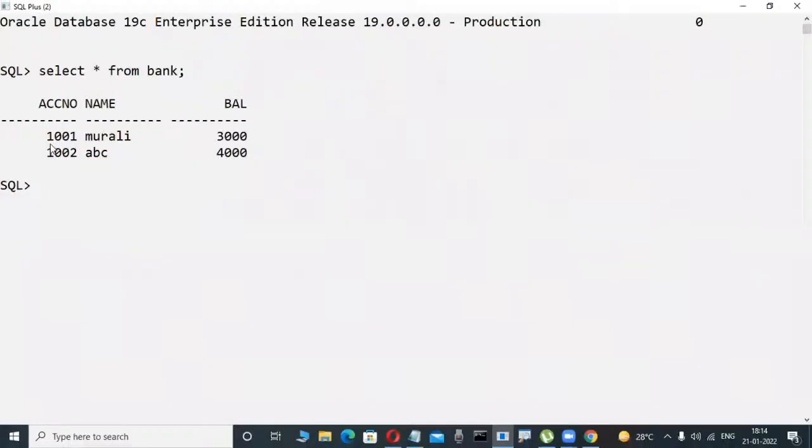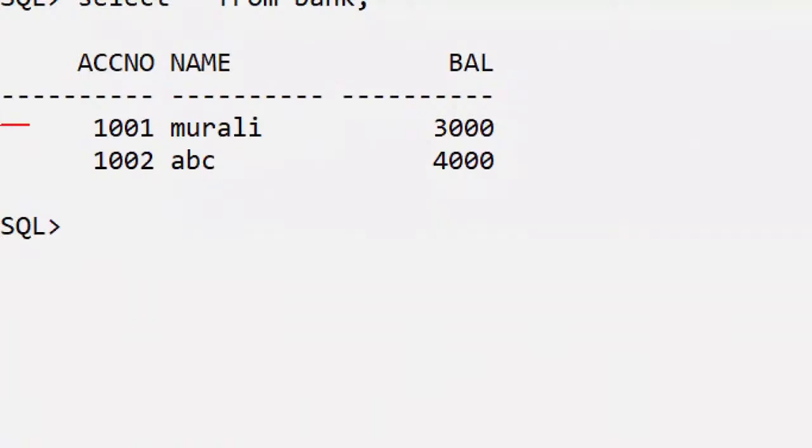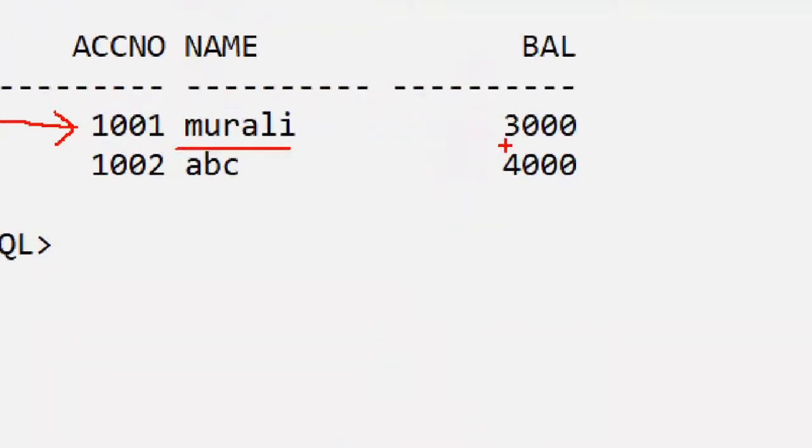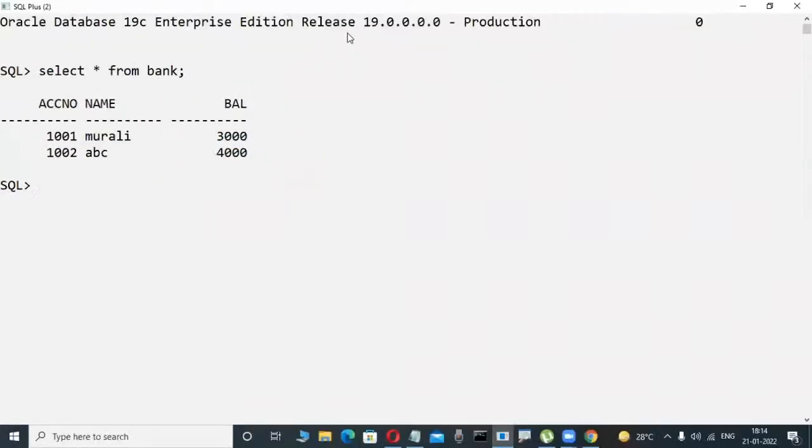Suppose this data, observe it here, 1 minute only. 1001 is an account number. My name is Murli. I'm an account holder. My balance is how much? Yes, 3000 is there. Observe here, my balance is 3000, for example. Now check out the scenario.